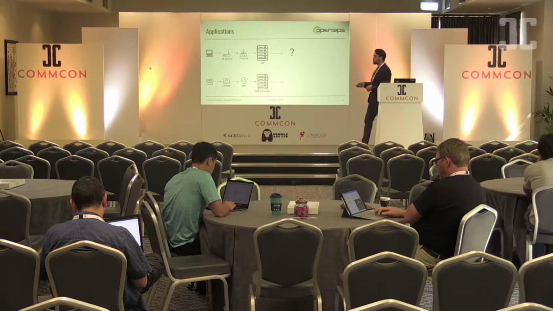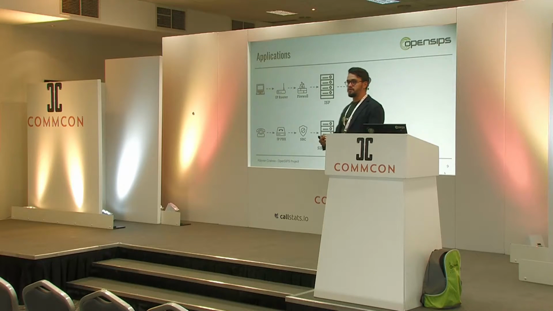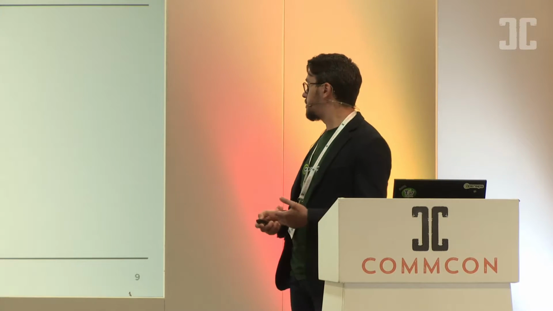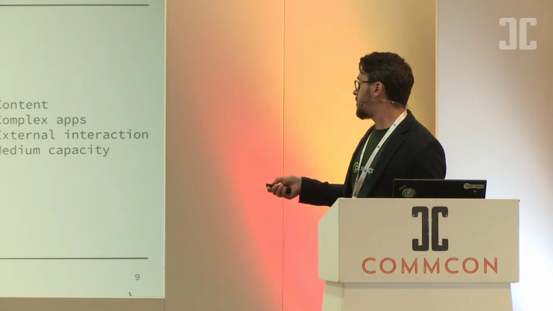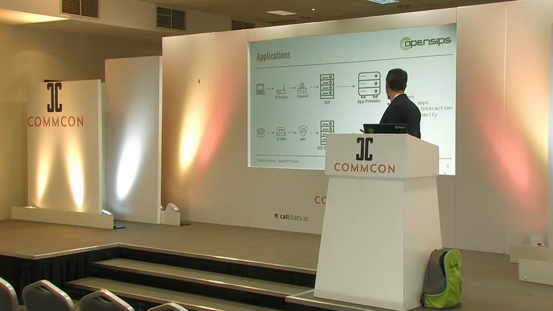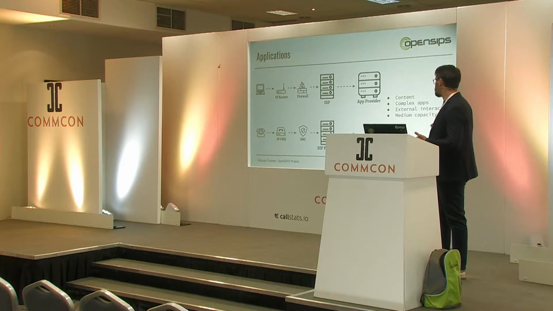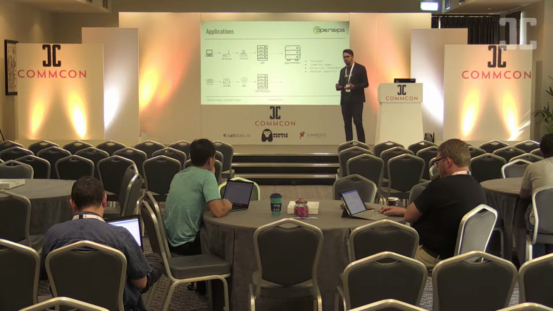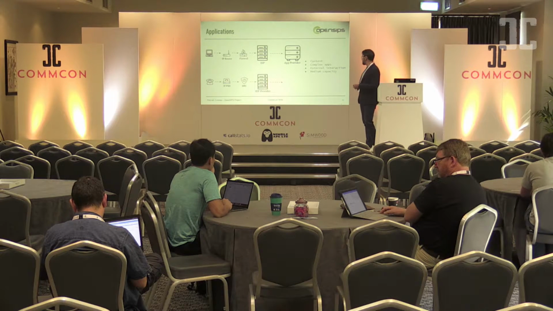So now that we reached our ISP, we need to access a service, for example, right? Therefore, we need an application provider. Basically, this application provider provides content. It has a lot of complex applications in order to provide that content. It needs a lot of external interaction, so different applications need to interact between them. And due to the fact that it has a complex logic, its capacity might become a bit lower. So we might have a medium capacity.